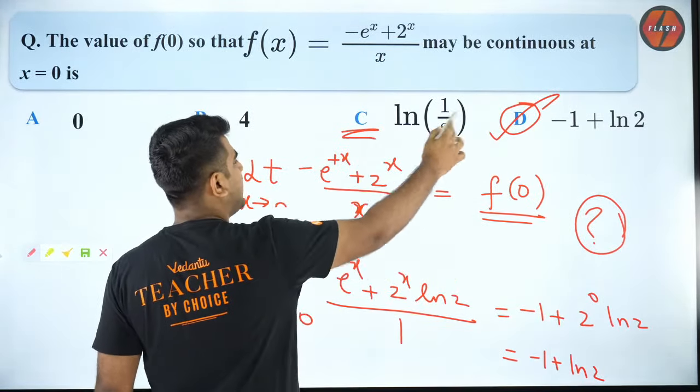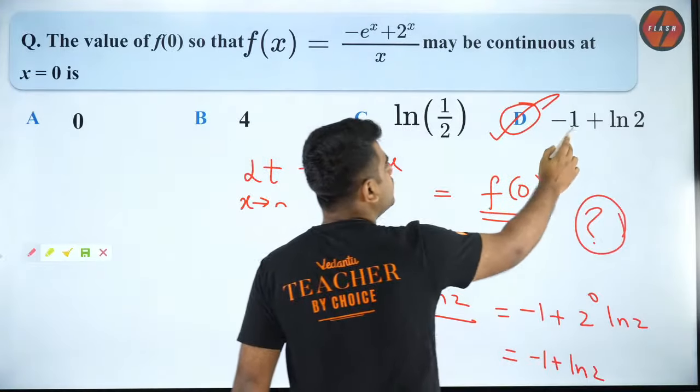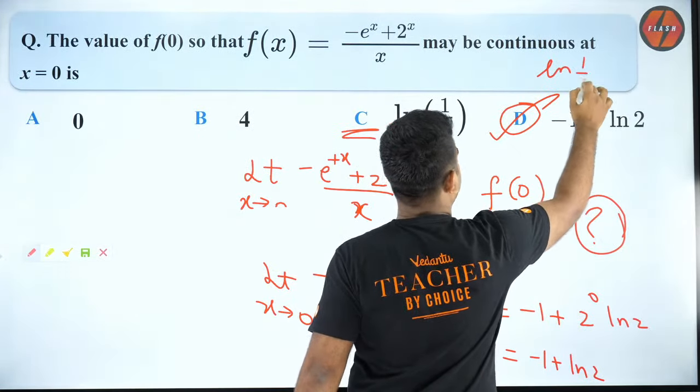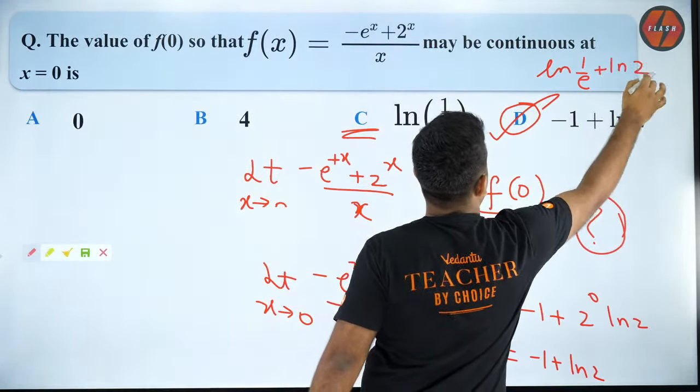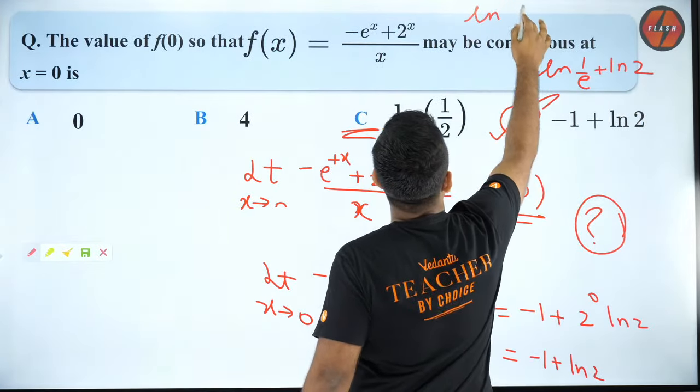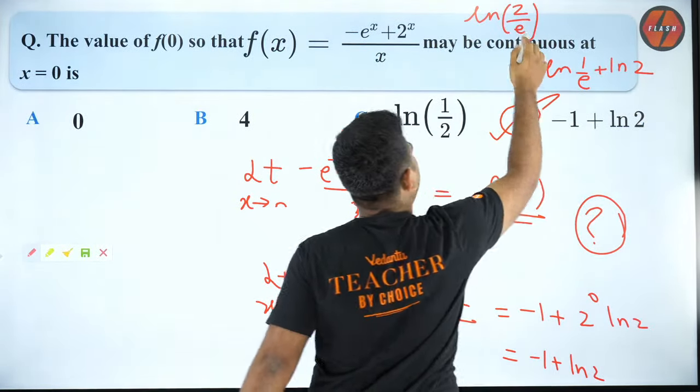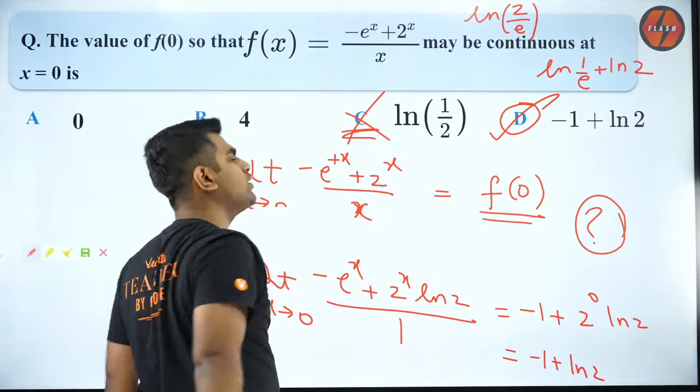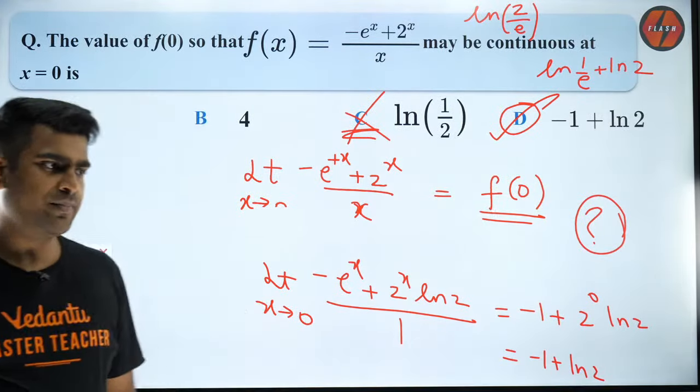Guys, this is not the same, because minus 1 means ln of 1 by e plus ln of 2. So if you want to combine it, you can write it as ln of 2 by e. This would be a right answer, but not this. So C is wrong. Got it?